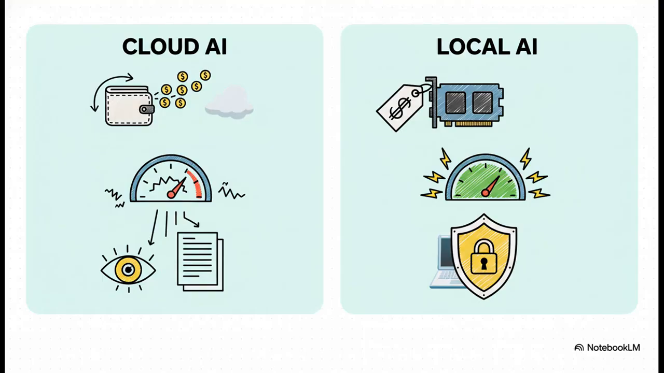When you put them side by side, it's a pretty stark difference. On one hand, you've got cloud AI: recurring fees, speeds that go up and down, and your code getting shipped off to who knows what third-party server. But on the other side, local AI: a one-time hardware cost, speeds that are just ridiculously fast, limited only by your own GPU, and of course, absolute total privacy. The choice starts to look pretty obvious, right?